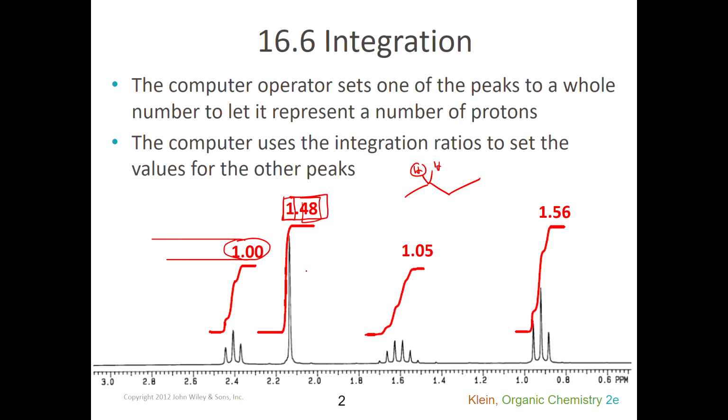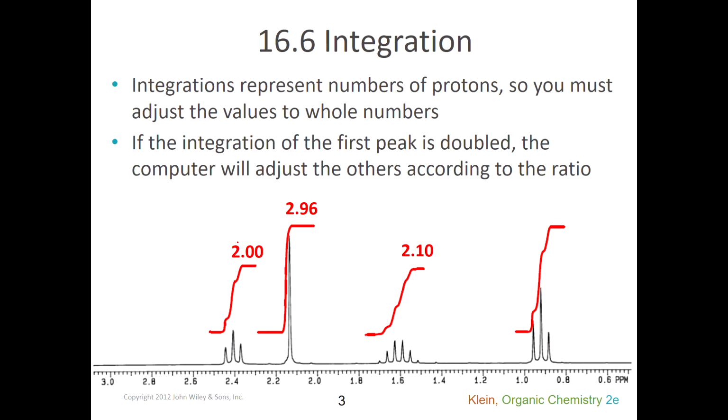So at that point, if you see something like that, what you would typically do is double the integration and let the computer calculate the other ones. And now that my values are all relatively close to whole numbers, there's always going to be a little bit of variation. It's not going to be exactly a whole number, but here I can typically round up or down as necessary. So if this peak represents 2 hydrogens, this peak represents 3, this peak represents 2, and this peak represents 3.